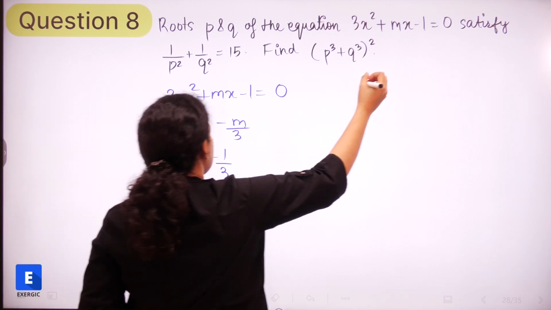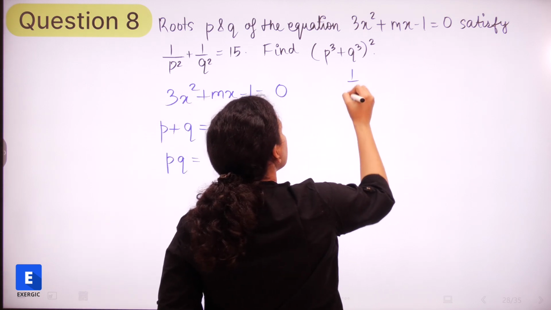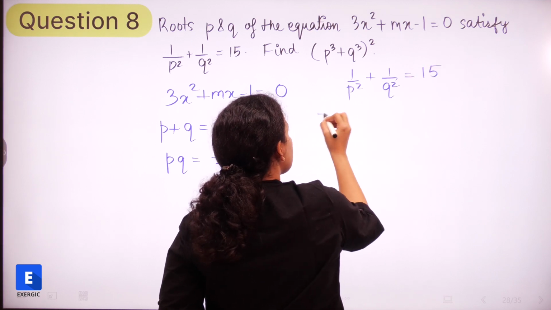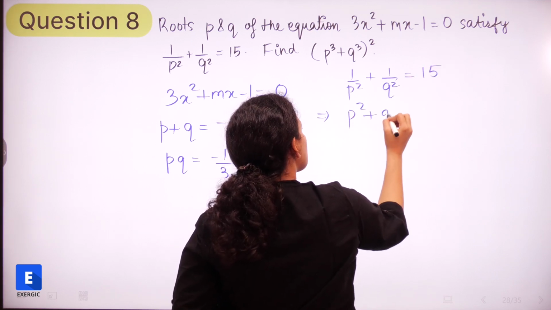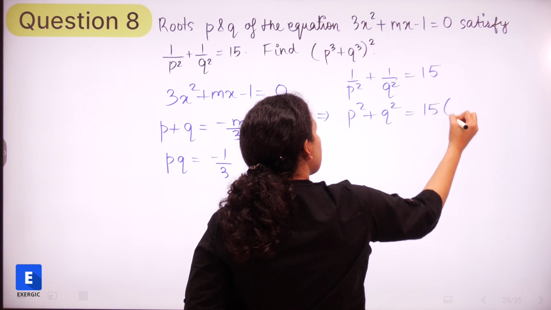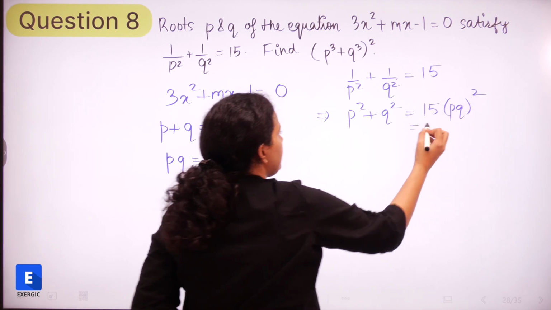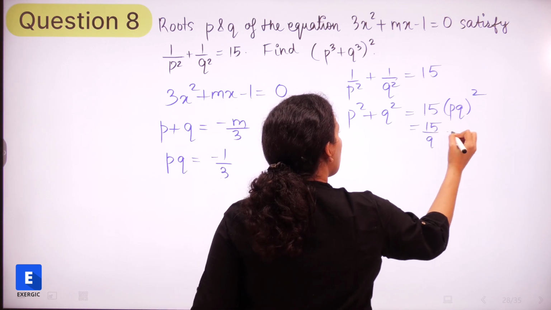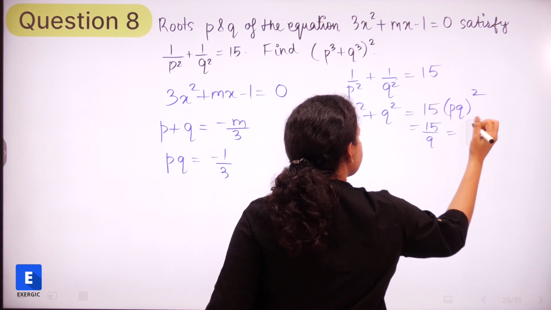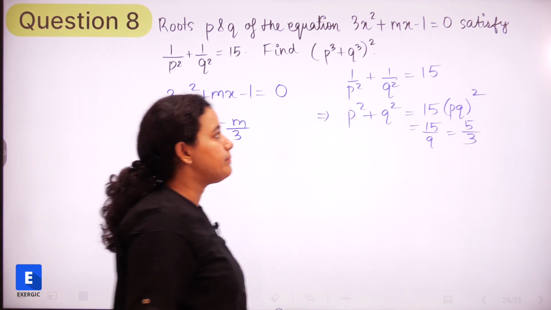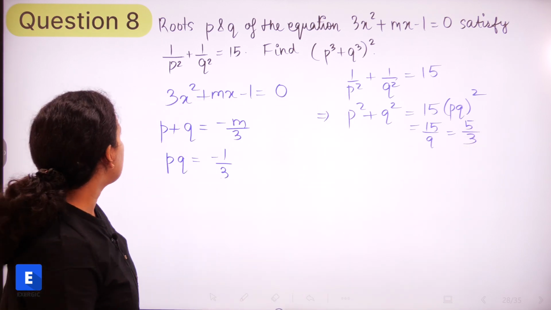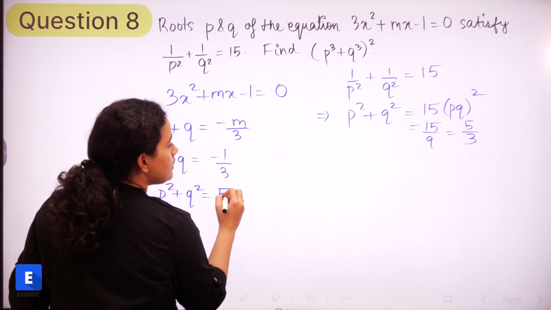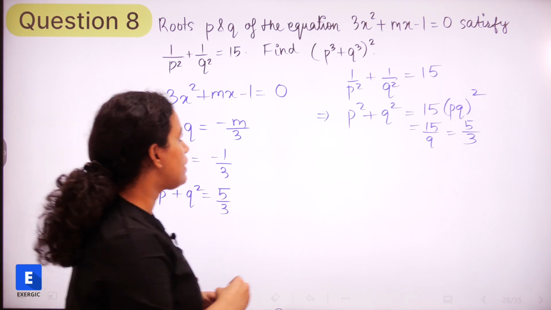Okay, so let me write this here. We have got 1 upon p square plus 1 upon q square is equal to 15. This is nothing but p square plus q square is equal to 15 pq whole square, right? And p multiplied with q I know is 1 by 3. So I can write this as 15 upon 9, or this can be 5 upon 3. Right? So we have p square plus q square as 5 upon 3. This is something that we have.